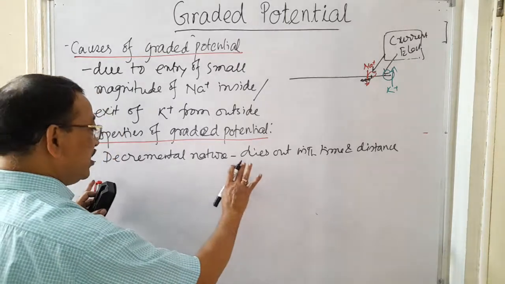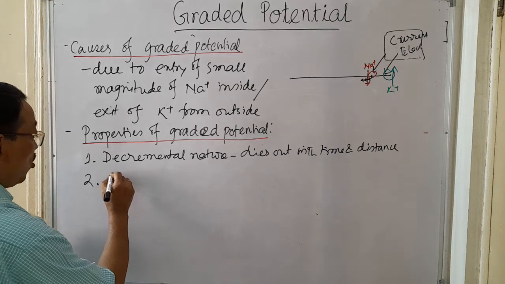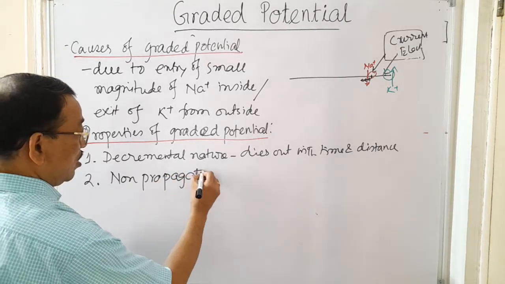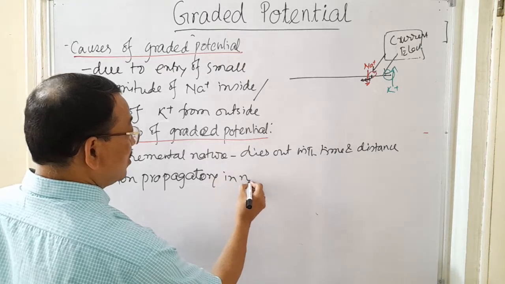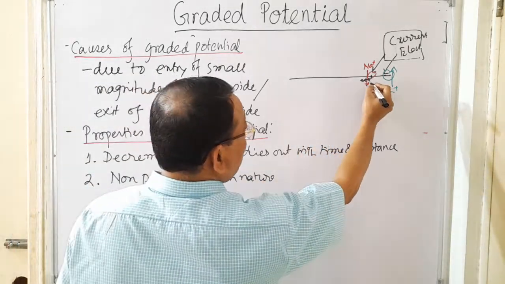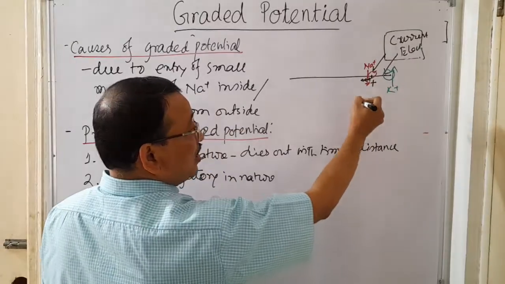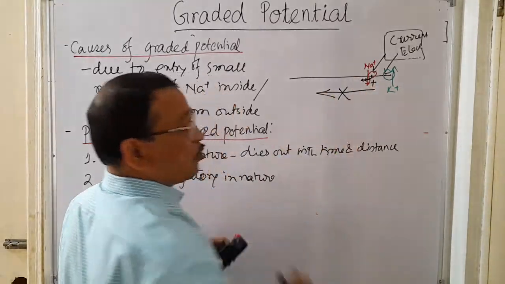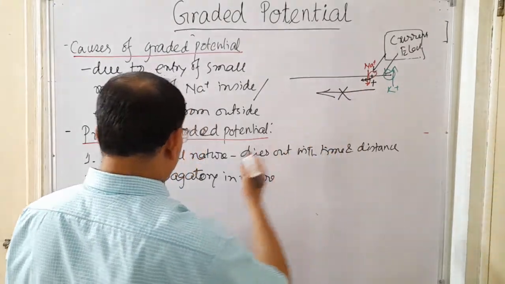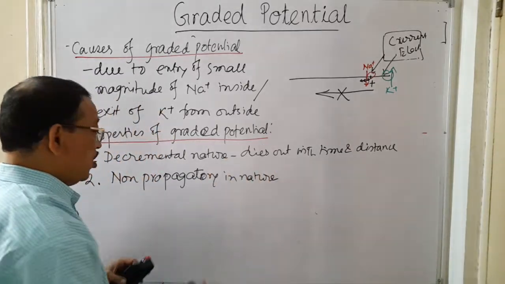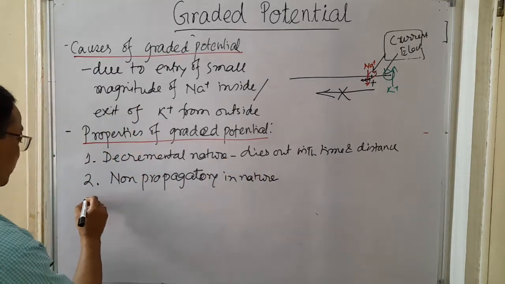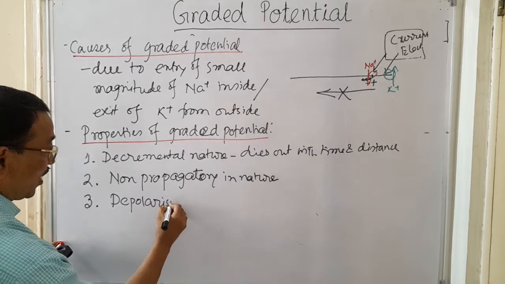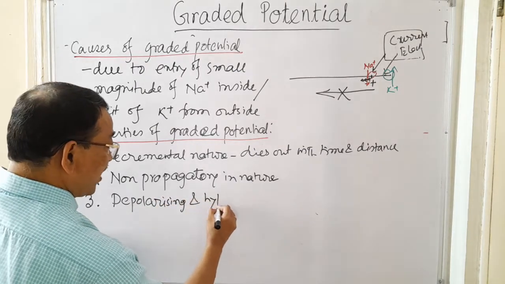So as it is decremental in nature, the second one is that it is non-propagatory in nature. It will not propagate. Suppose because of the sodium entry, inside will be electropositive, but this electropositivity will not go beyond the site of origin. So it will not propagate from the site of origin, and this is why this property is known as non-propagatory in nature. Third one, it is depolarizing and hyperpolarizing in nature.